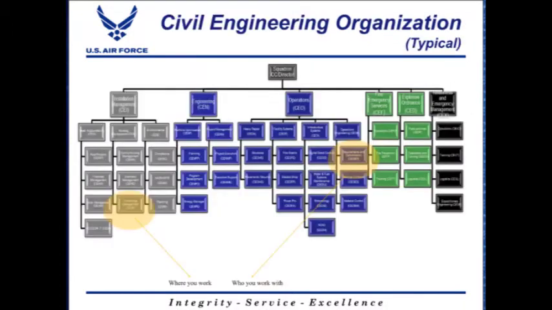So here's a typical look of what your CE squadron or group will look like. If you can see here, it says civil engineering organization typical. Now, if it's a contract organization or something that's completely out the window, you'll need to talk to your local folks when you get there, and they'll give you a different map or layout. But typically, this is exactly where you'll end up working.